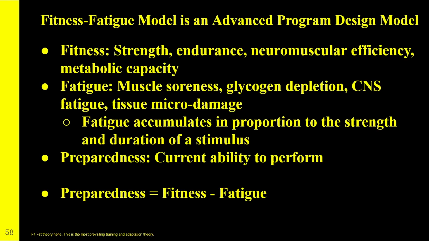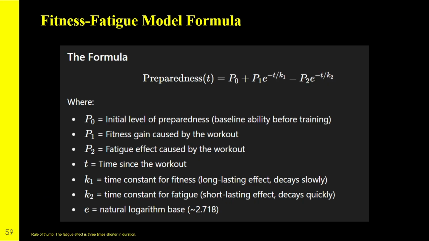In this model, fitness is strength, endurance, neuromuscular efficiency, and metabolic capacity. Fatigue is muscle soreness, glycogen depletion, CNS fatigue, or tissue microdamage. We need to understand that fatigue accumulates in proportion to the strength and duration of the stimulus. Preparedness in this case is the current ability to perform. The reason why the fitness-fatigue model is so powerful is because we can actually quantify the variables, and there's a formula for how to calculate the preparedness.